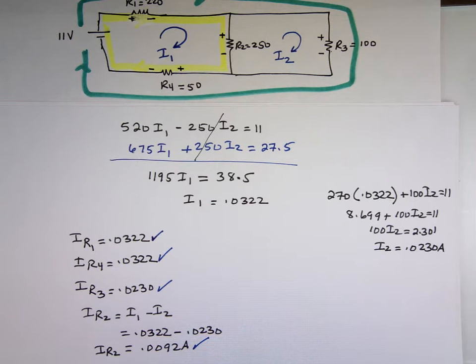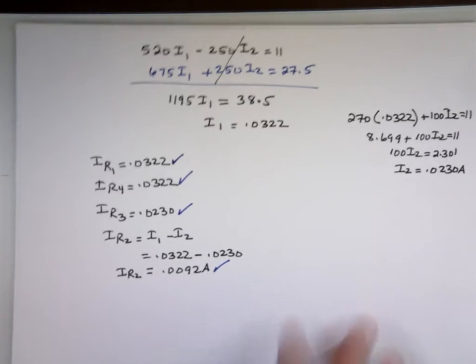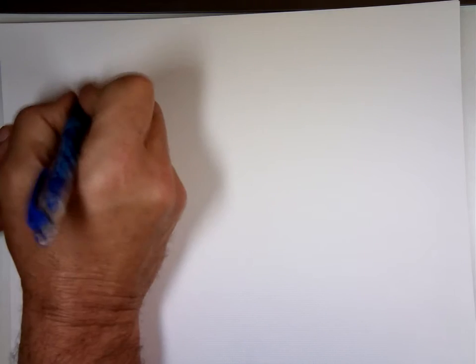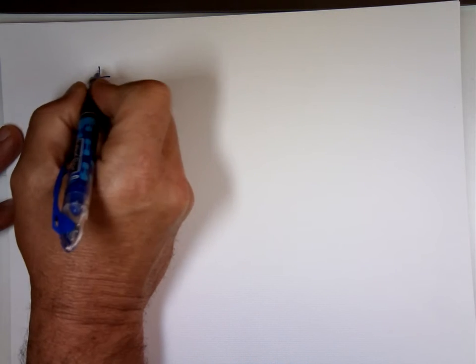So normally that's how I do them, using Kirchhoff current and voltage. As the problem gets really ugly, this might be much easier than what we did earlier, especially when you have different branches and go, oh, what do I do now? So let's take this example. I have 15 volts.